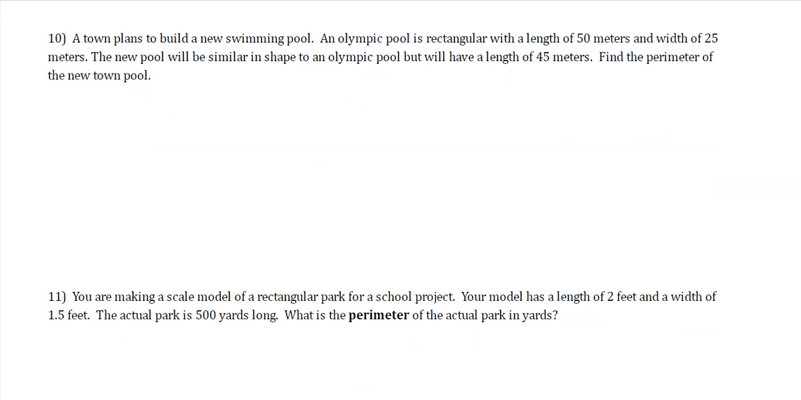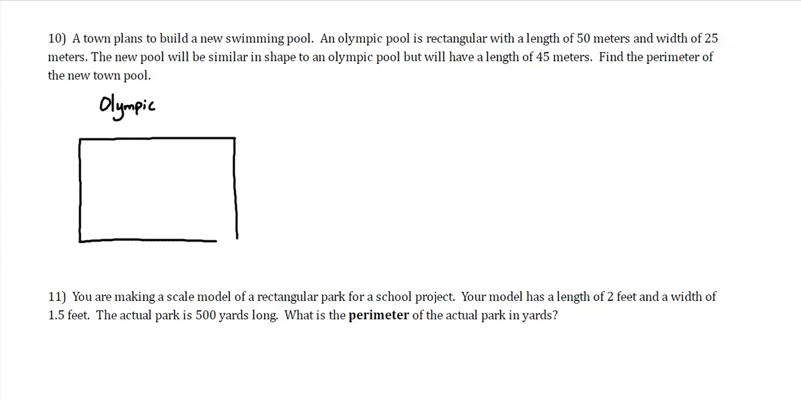Number 10, town plans to build a new swimming pool. An Olympic pool is a rectangle, and it's 50 by 25. So let's just kind of set up the Olympic pool over here. And this is 50 meters by 25 meters.